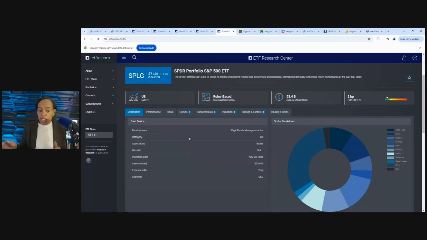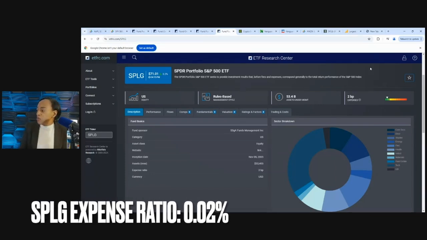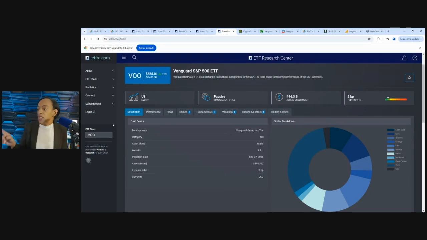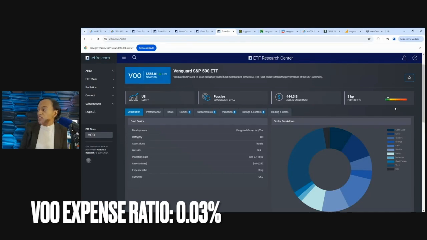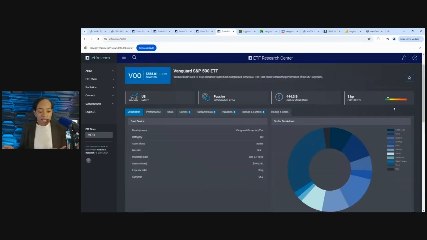So let's take a closer look at a couple of the investments that we were just using, taking a look at the overlap. So SPLG is managed by State Street Global Advisors. We see here that the assets under management are about 53 billion. And here's a look at VOO, which is the Vanguard S&P 500 ETF. So it's managed by Vanguard, and their assets under management are 444 billion. And this fund has a passive management style. It has a slightly higher expense ratio of 0.03%. But all of the key details about it, the sectors and the companies, are going to be the same.